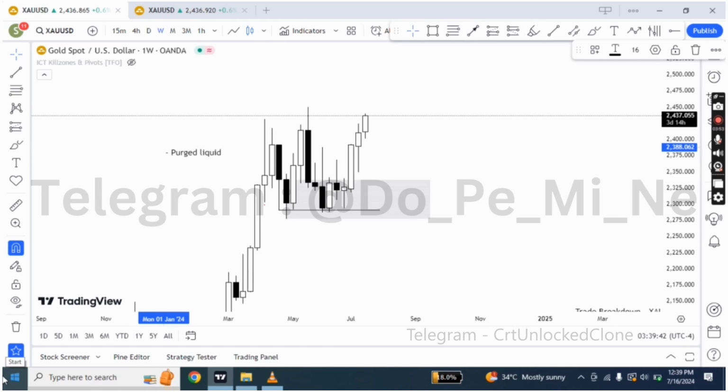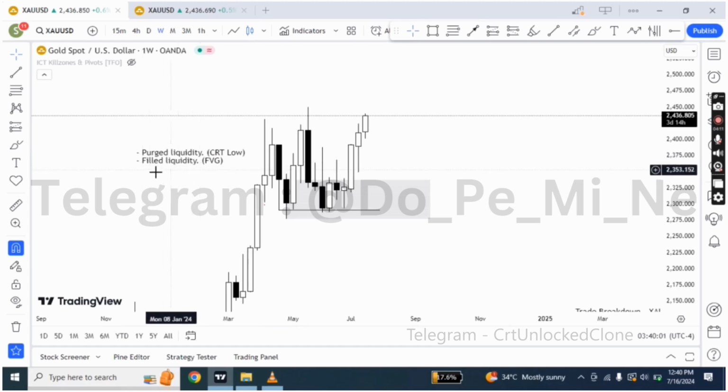Now the reason I've called this a valid order block or a valid key level is not because it's the last down-close candle before the move higher or whatever you've been taught, right? That's not the case. The reason I consider it a key level is because of two logical factors, which are that it took out liquidity and it filled liquidity.